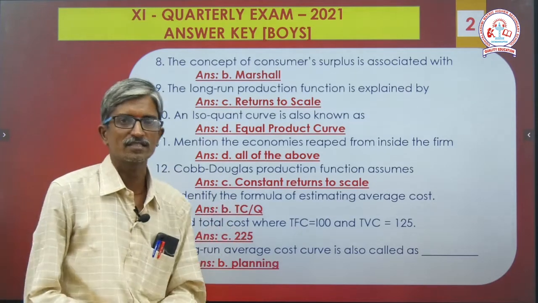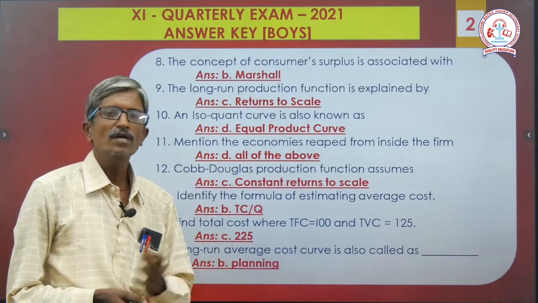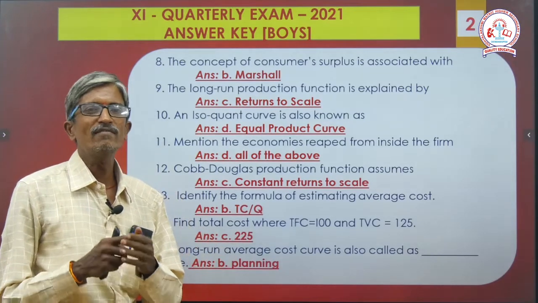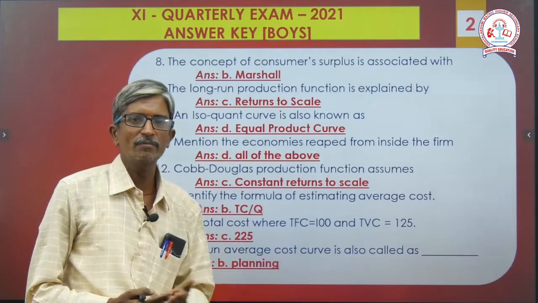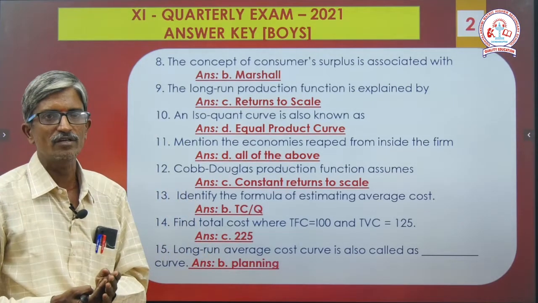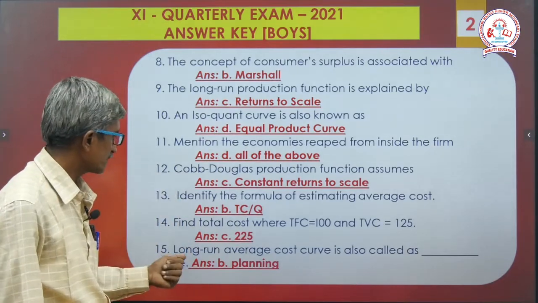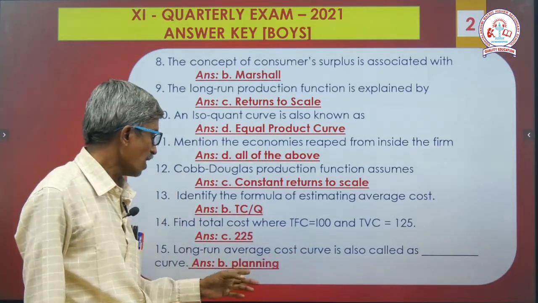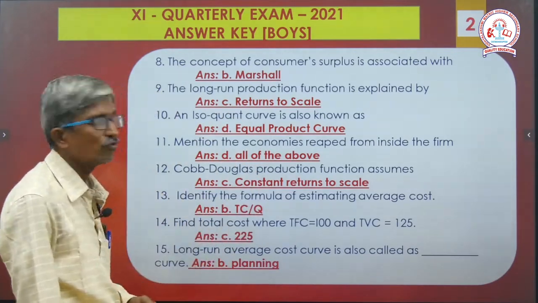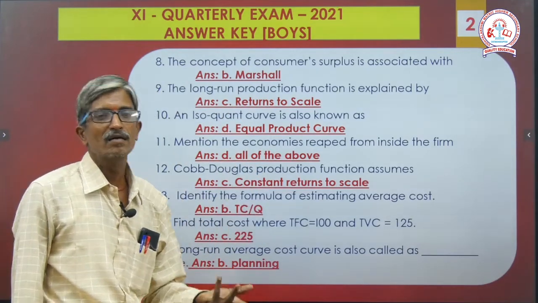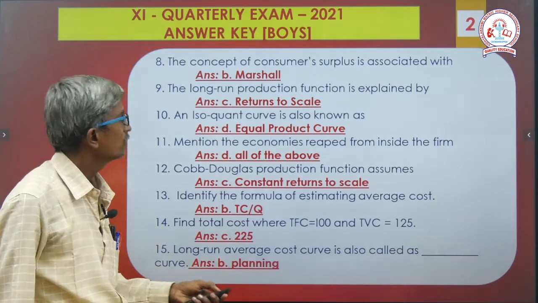Find the total cost. இப்போ இங்க என்ன, very simple. Average cost க்கு TC by Q. TC calculate பண்ண total variable cost plus total fixed cost. Given value, ரெண்டுத்தையுமே அப்ப என்ன பண்ண, we need to add both values. 100 plus 125. What is the result? 225. Next, long run. Long run average cost curve is also called, இதுக்கு வேற ஏதாவது பேர் கொடுக்க முடியுமா? வேற என்ன curve? It is a planning curve. Long run average cost, it is a planning curve. Next.